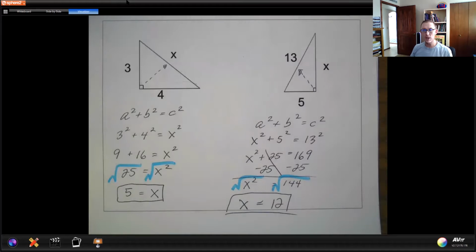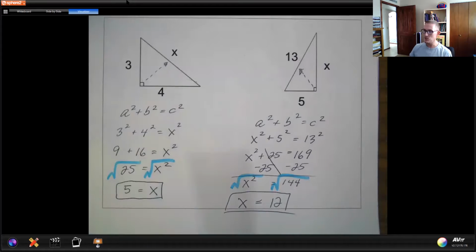So, using the Pythagorean theorem to find the missing side of a right triangle, you're going to have one of two situations. Either you're searching for the hypotenuse, side C, or you're given the hypotenuse and you're looking for either A or B. And your equations are going to be solved these two ways.